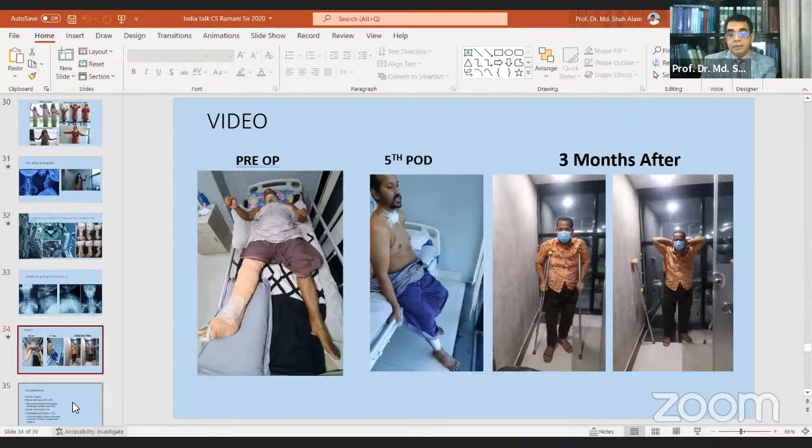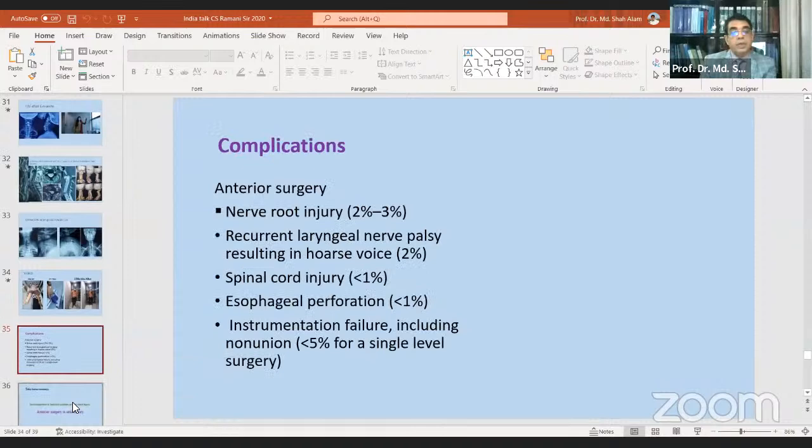3 months after, the patient can walk with a little bit of support. So I would like to say that there are some complications in anterior surgery: nerve root injury, recurrent laryngeal nerve injury mostly. There is dysphagia after doing the ACDF, and sometimes spinal cord injury, which is less than one percent in general, and esophageal compression. It is not common all the time, but sometimes it can happen. And instrumentation failure, including non-union.